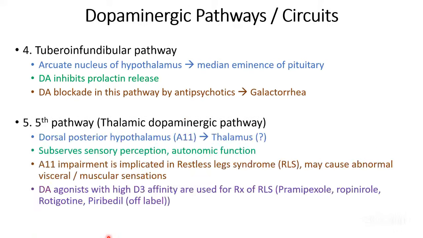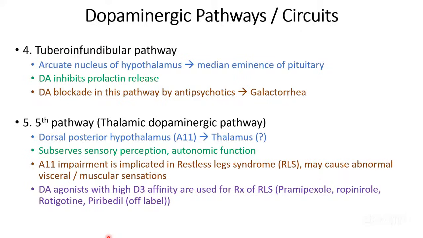Tuberoinfundibular: from the arcuate nucleus of the hypothalamus, it goes to the median eminence of the pituitary, and through here, dopamine inhibits the prolactin release. So dopamine blockade in this pathway through antipsychotics can lead to hyperprolactinemia and galactorrhea.